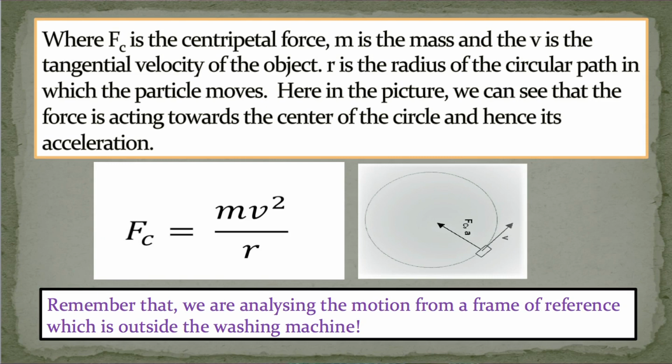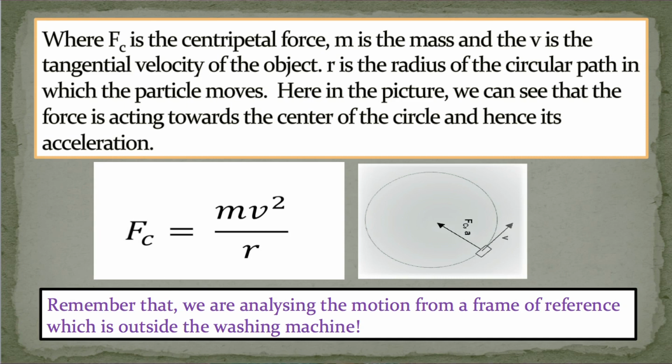Okay, here we can talk about the definition of centripetal force as Fc. Fc is equal to m times the square of the velocity divided by r, where Fc is the centripetal force, small m is the mass of the object, v is the tangential velocity of the object, and r is the radius of the circular path in which the object is moving. Here in this picture, we can see that the force is acting towards the center of the circle, and hence its acceleration is towards the center of the circle.